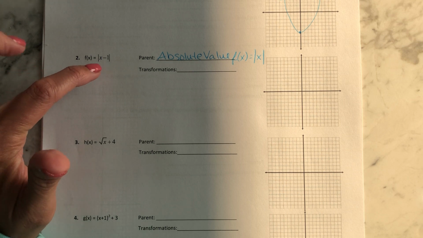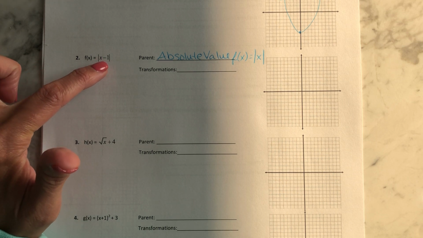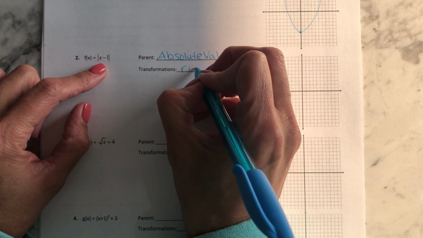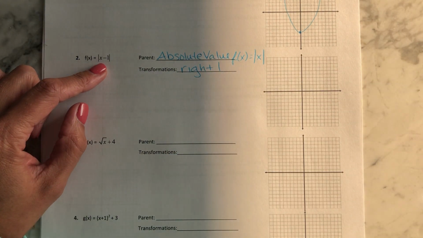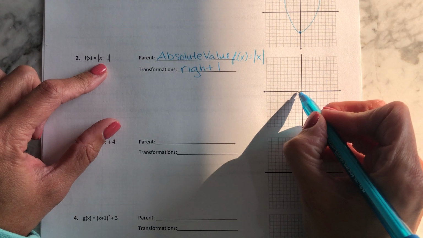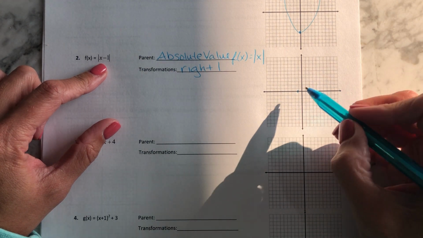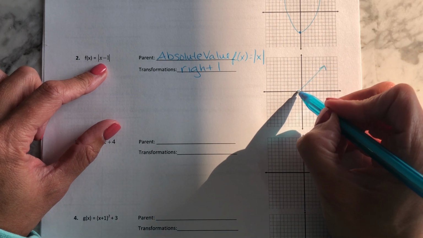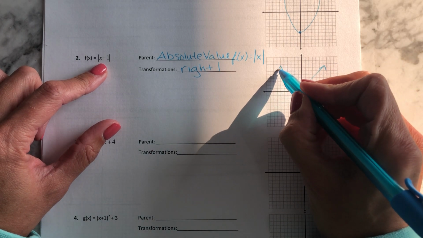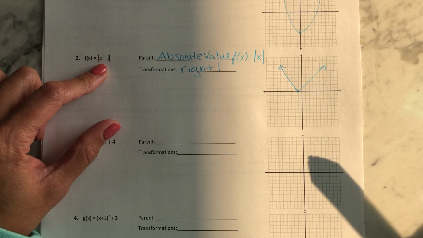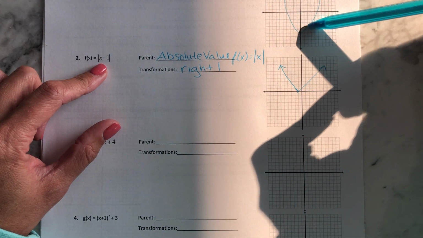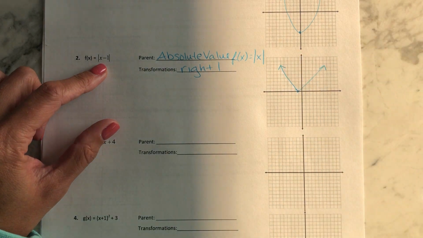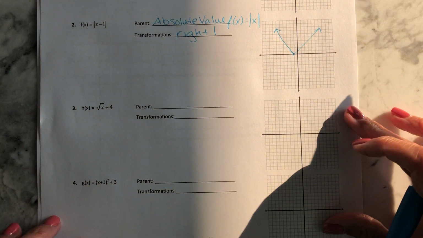All right, so now we're going to look at it. I have subtracted 1 on the inside, so that means it's going to move to the right 1 unit. So right here, and then I draw my graph. Remember, absolute value looks like a V. Quadratic has that rounded U shape. Absolute value has the sharp V. Do another one.